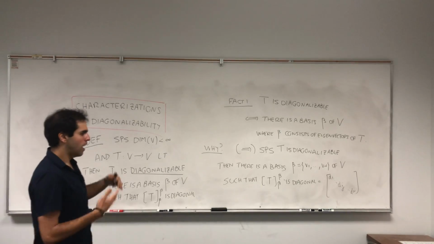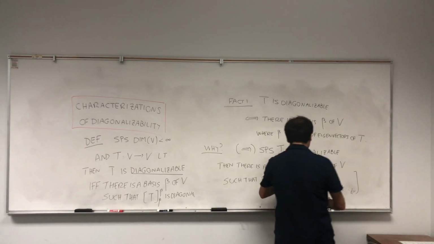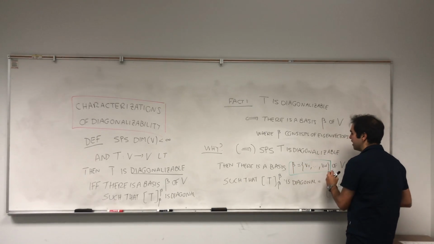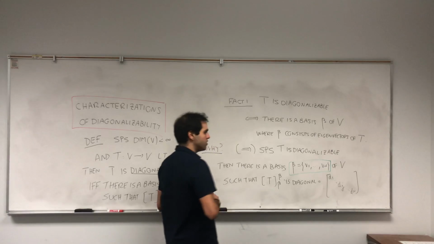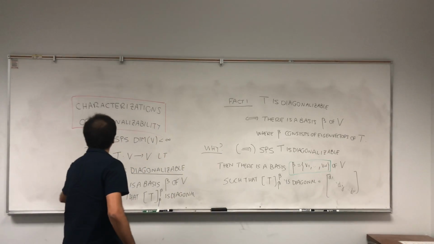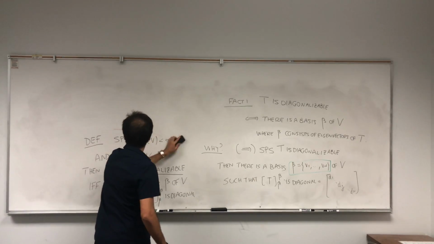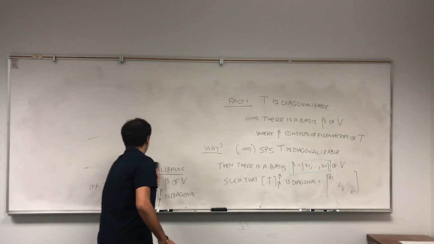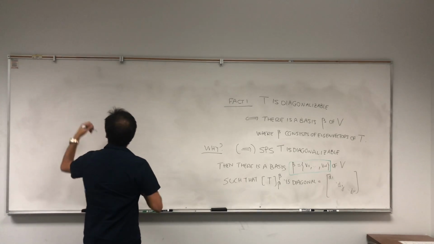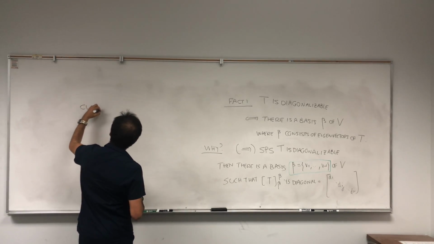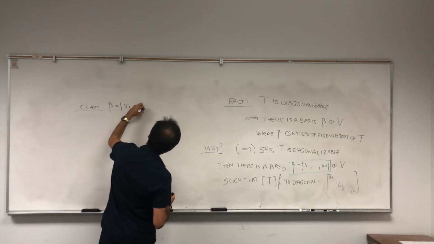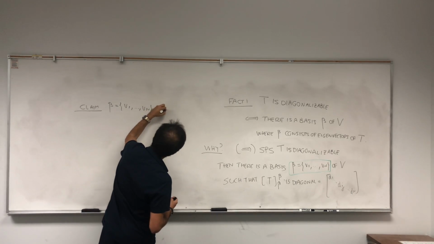Now, I'm claiming that this beta works. In other words, I'm claiming that this beta is a basis of V, which we already know, that consists of eigenvectors of T. And let's show that this is true. So claim: beta, v1 up to vn, consists of eigenvectors of T.